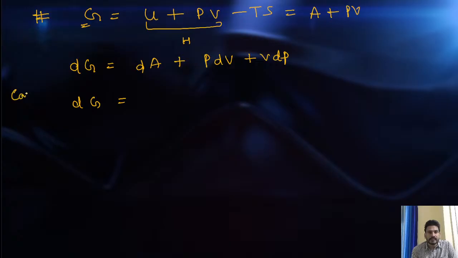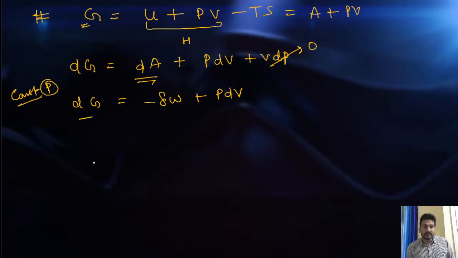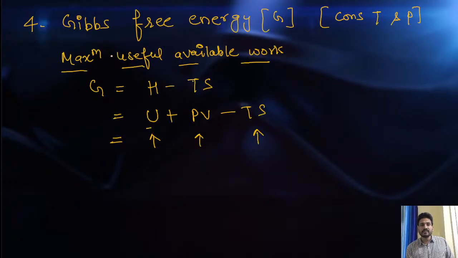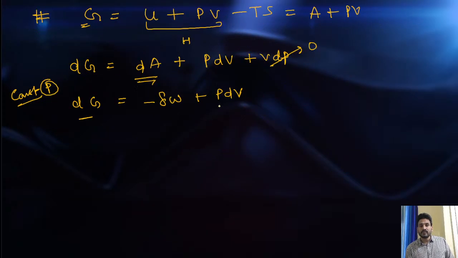At constant pressure, dG is equal to what? My dA is minus del W. At constant pressure, VdP is equal to 0. And plus it is PdV. So whatever the extra work, the maximum useful work you see here, that is this PdV work. This is actually the other work, right? Is it clear to you?